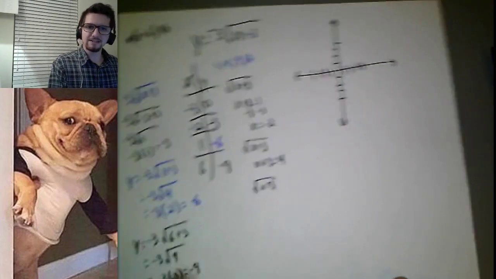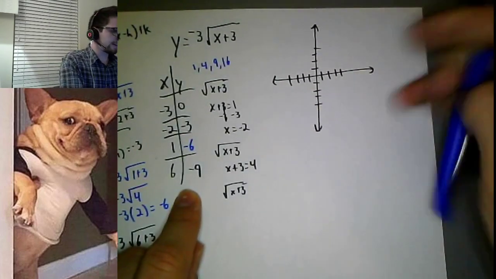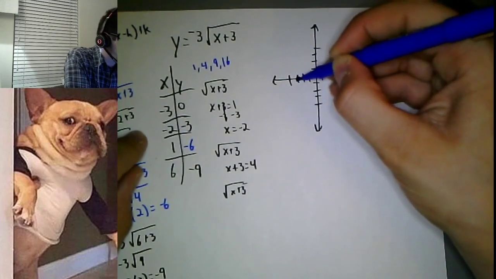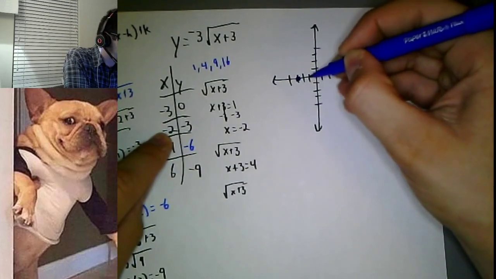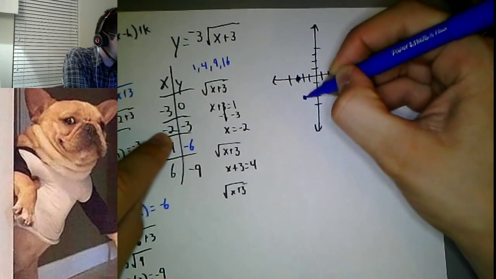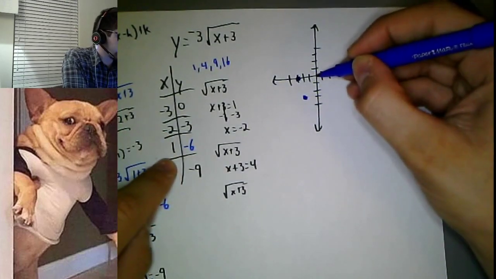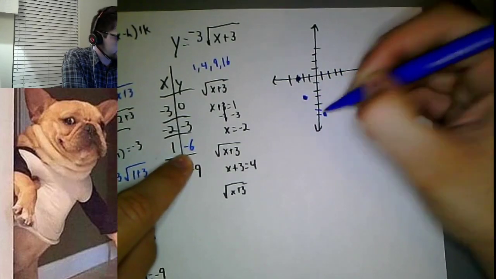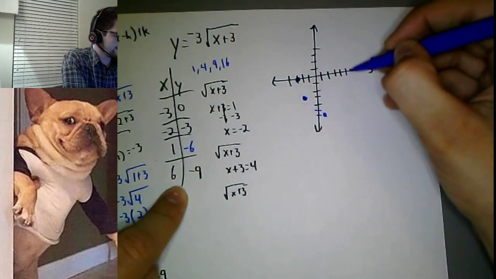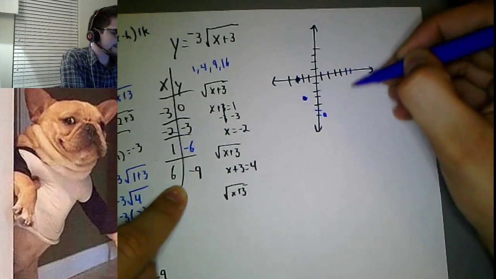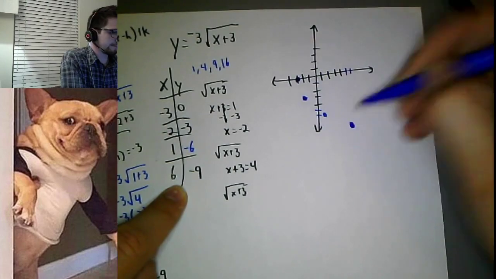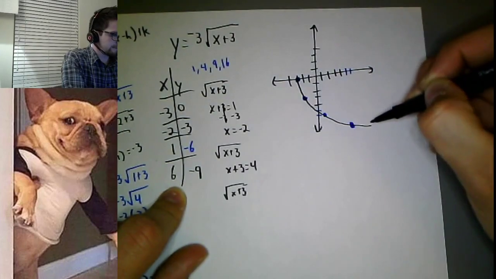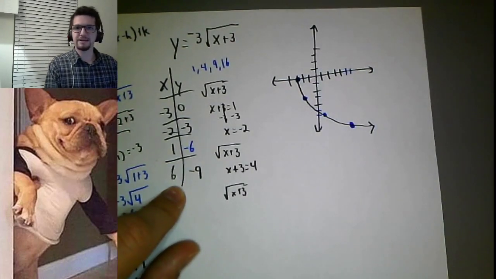So, I've got some beefy points here. Let's graph them. Left 3, don't go anywhere. Left 2, down 3. Right 1, down 6. Right 6, down way down here. If I follow this trail, that's the shape I get.